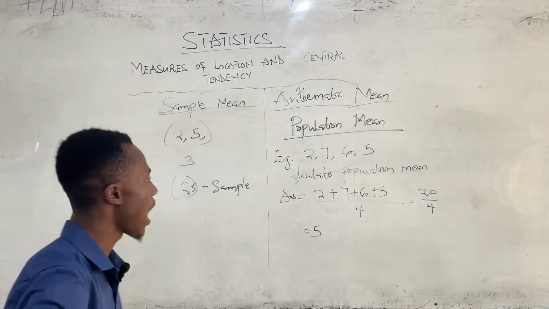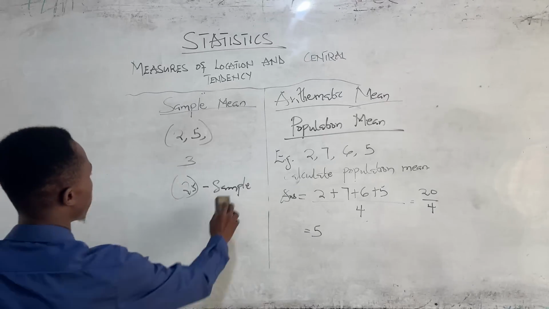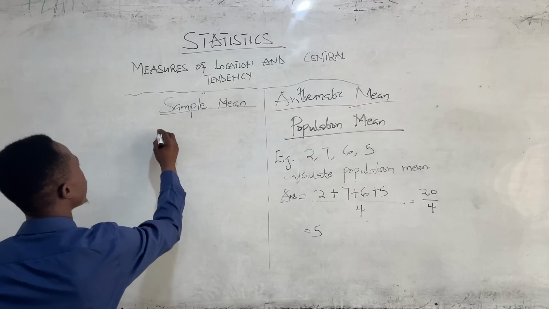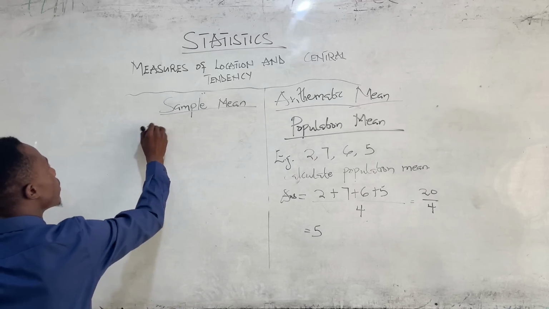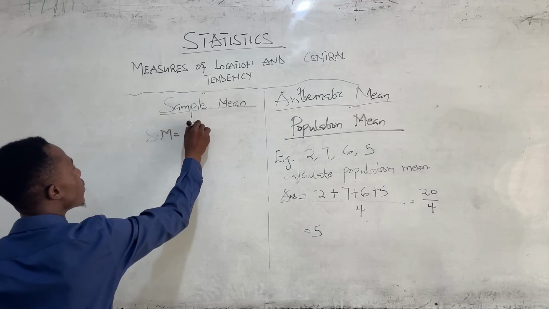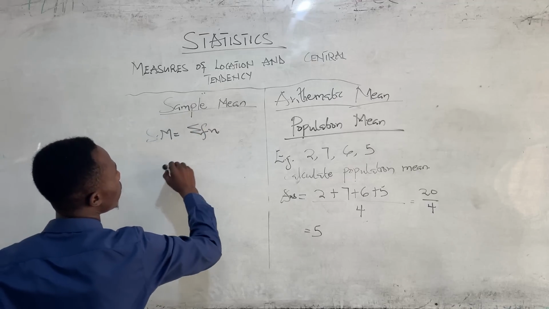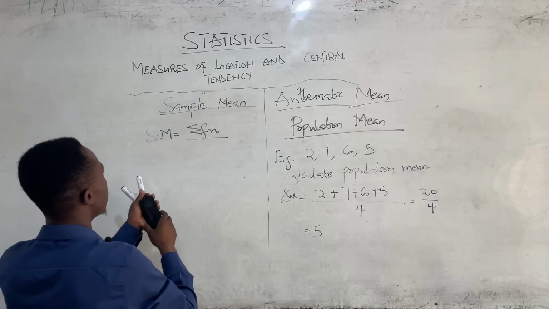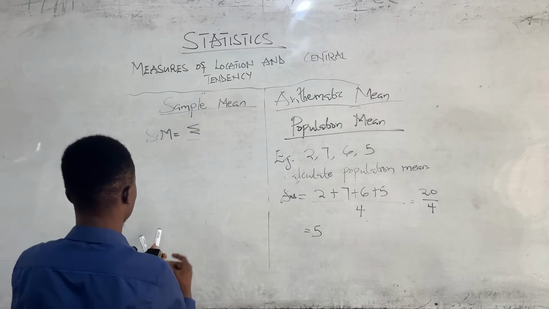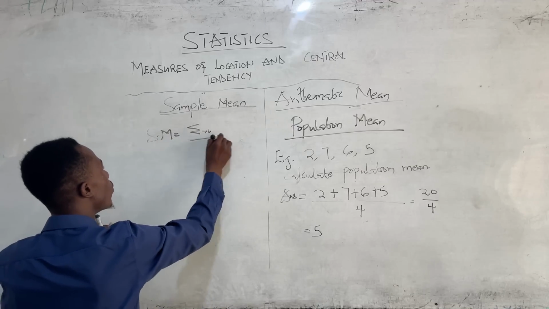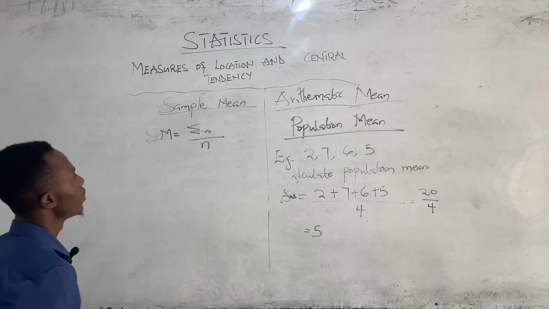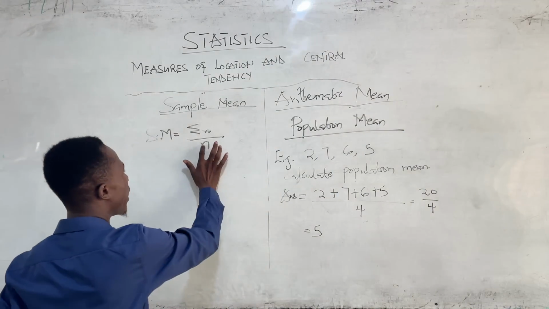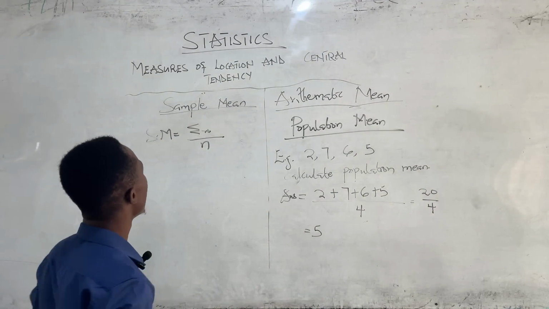Let's look at how it works. The formula for calculating the sample mean, for group data, is sigma x over n. This sigma x over n means the summation of all the data given, divided by the frequency or the number of occurrences.